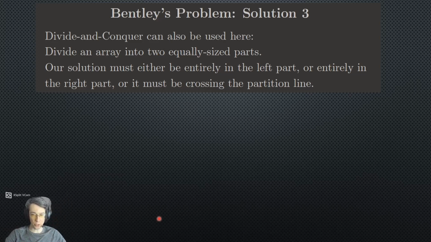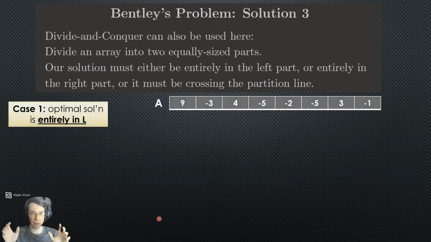Okay, so our solution, if you think about it, once you split this up into two subarrays, a left half and a right half, the optimal subinterval either has to be entirely in the left half, or entirely in the right half, or it has to cross over the two arrays. It has to cross the partition line. And so this is going to induce three cases that we're going to solve in slightly different ways.